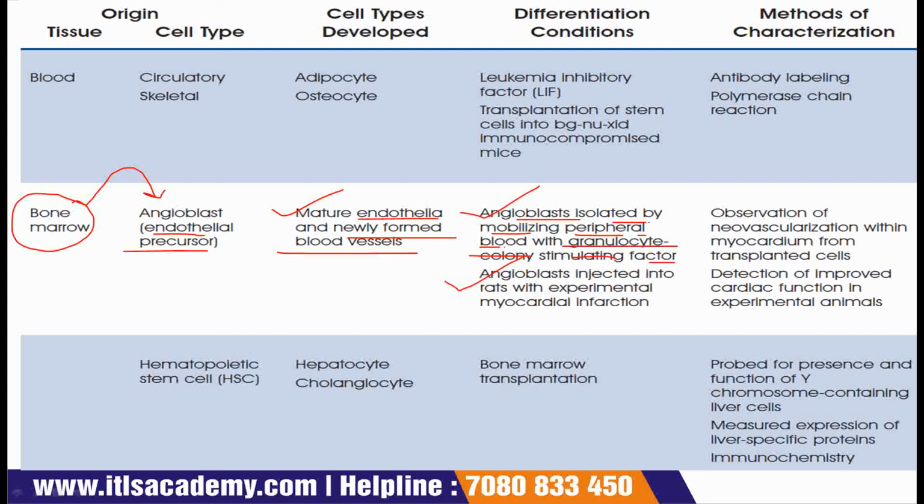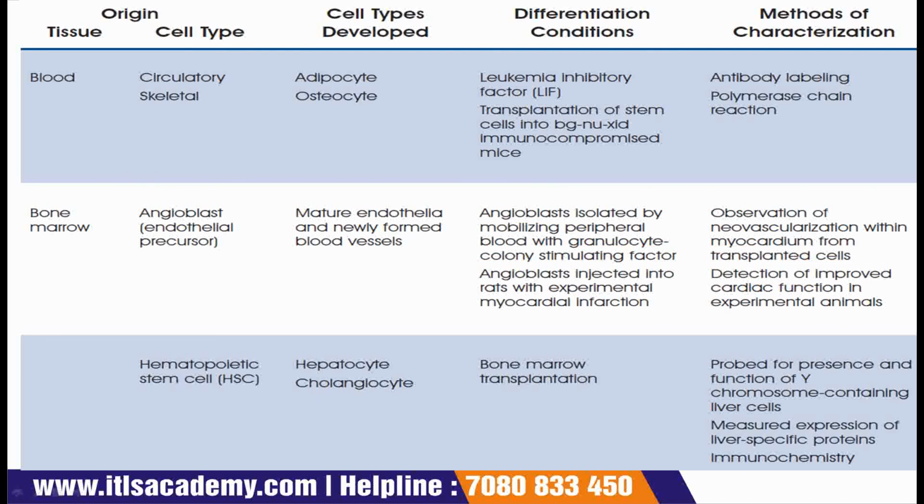And next one, angioblast injected into rats with experimental myocardial infarction. Method of characterization is observation of neovascularization within a myocardium from transplanted cells and a detection of improved cardiac function in experimental animals.